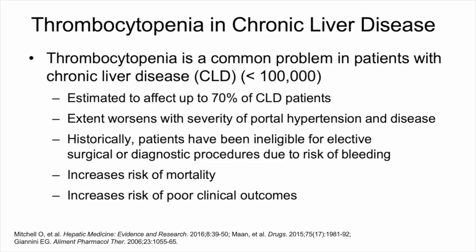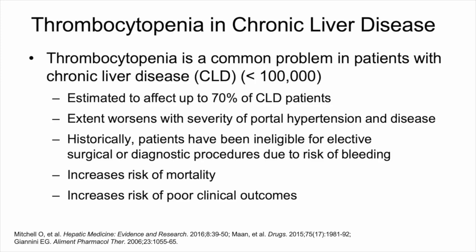Historically, these individuals have been less eligible, not ineligible, but less eligible for elective or surgical diagnostic procedures due to the risk of bleeding. And again, I'm sure everyone in this room has had an encounter with a surgeon, for instance, orthopedic surgeon, neurosurgeon will say, hey, I want the platelet count at 100,000. And the platelet count is usually 40 to 50,000. That's usually not feasible. Also, the presence of thrombocytopenia increases your risk of mortality and increases the risk of poor clinical outcomes, not necessarily because of the platelet count, but because it's a reflection of advanced liver disease.